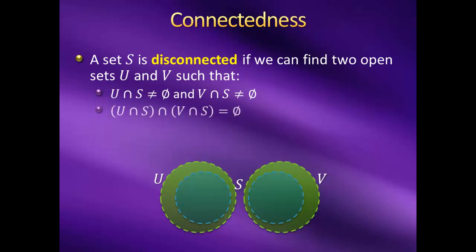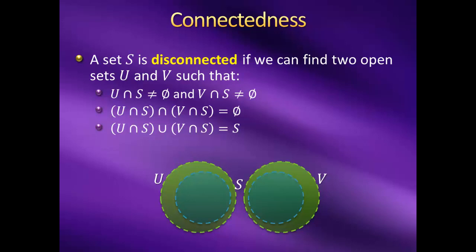Second of all, U intersect S and V intersect S should have nothing in common. In other words, their intersection should be the null set. Finally, the union of U intersect S and V intersect S should be the entirety of S. If all three of these conditions are met, then the set is disconnected.